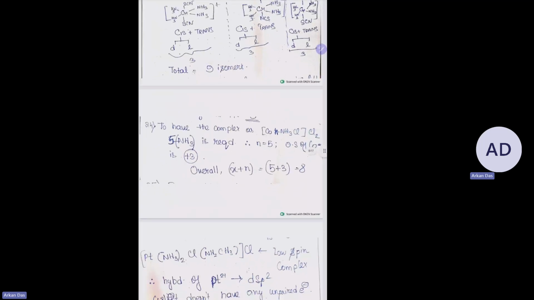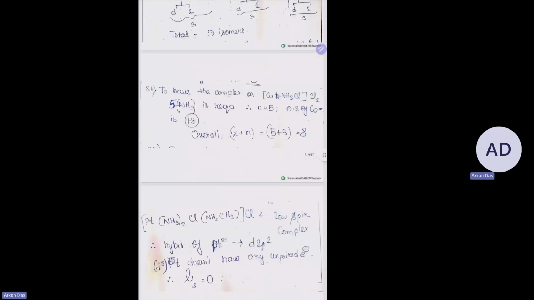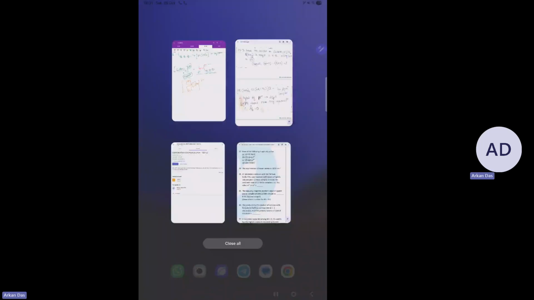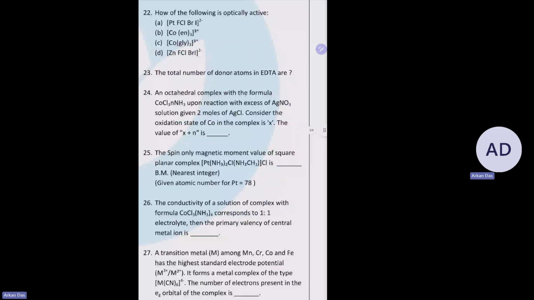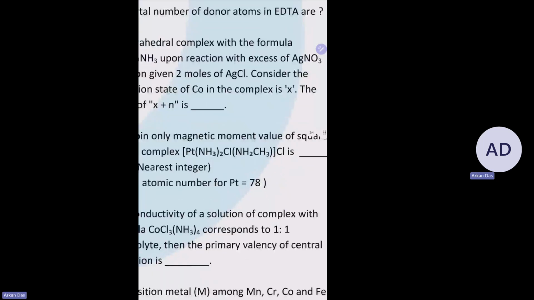The next question says the spin only magnetic moment value of the square planar complex is dash BM. So we have to find the oxidation state first. We need to understand that fluorine is the only one having an anionic ligand. Others are neutral. So the oxidation state of platinum will be +2. We can easily understand that from 78.